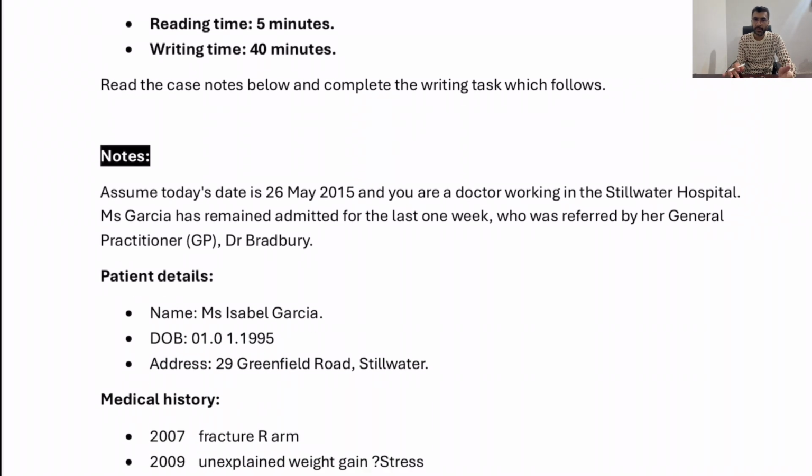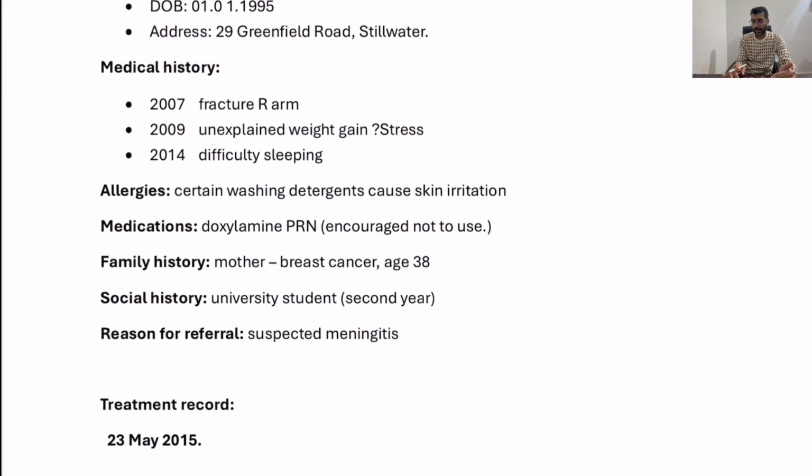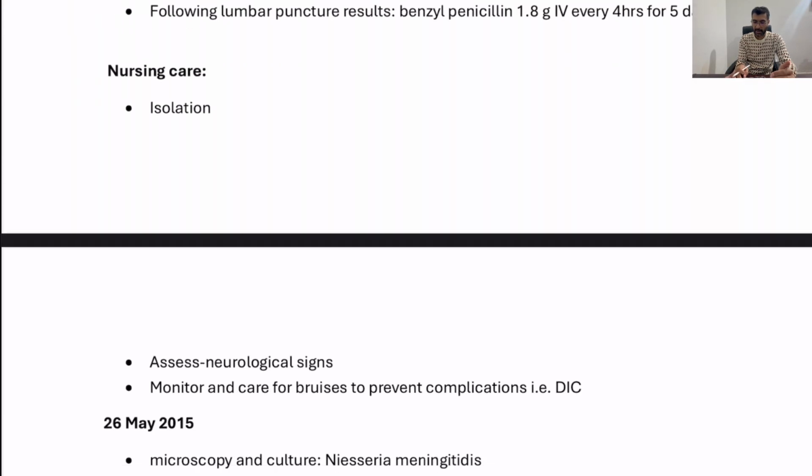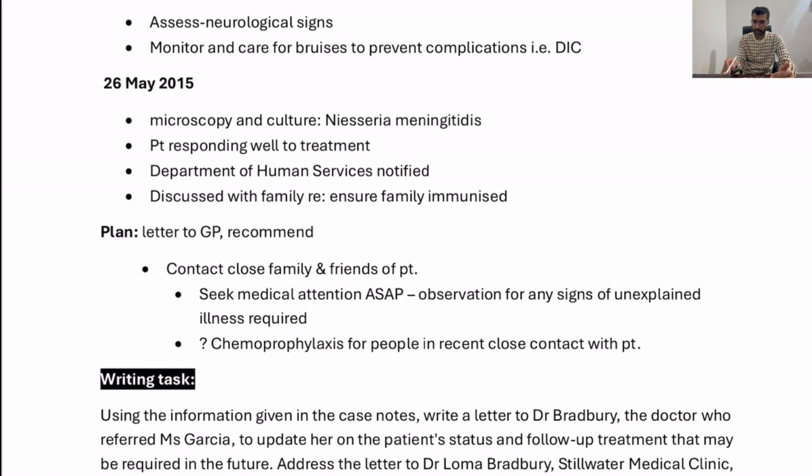When you start reading your case notes, start from the writing task which is given at the end here. Why is the writing task first important? Because in the writing task we have the information like which type of letter we should write, to whom we should write the letter, and what is the purpose of this letter. So everything is given in the writing task.